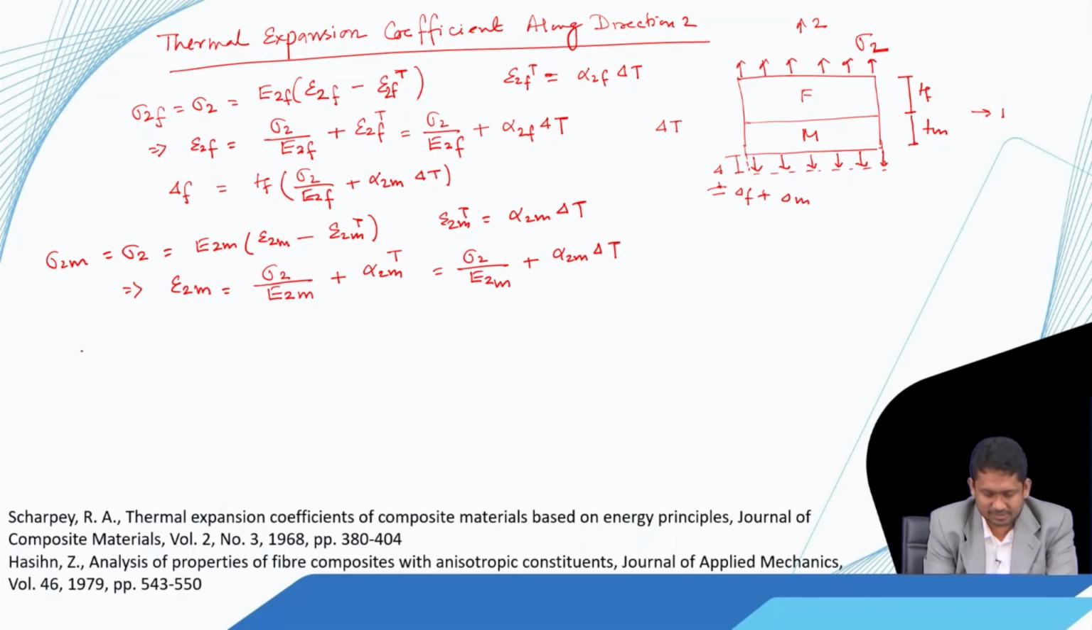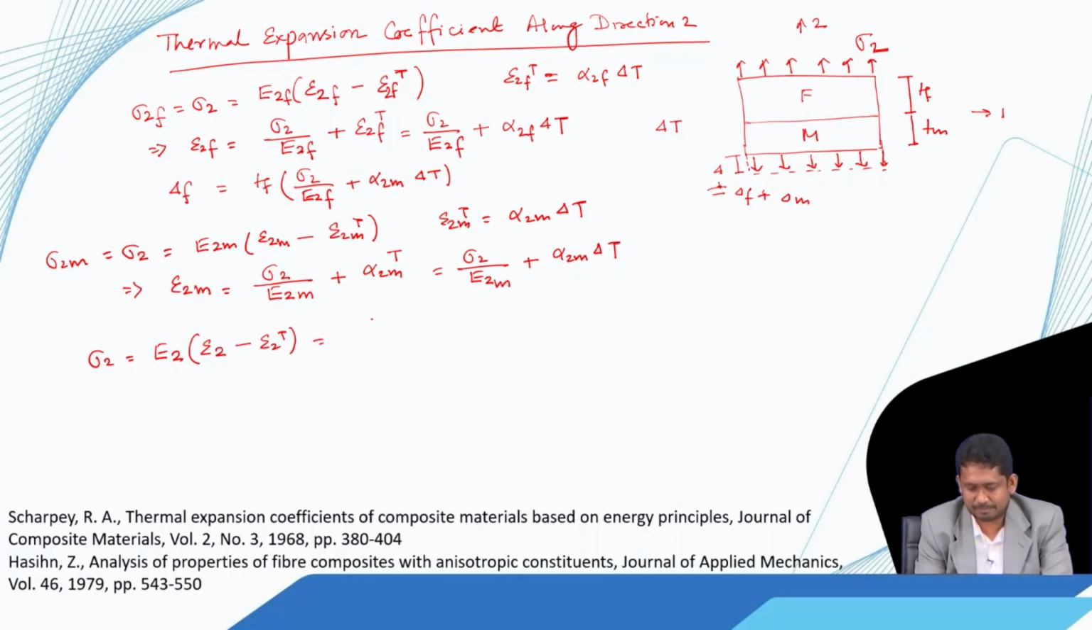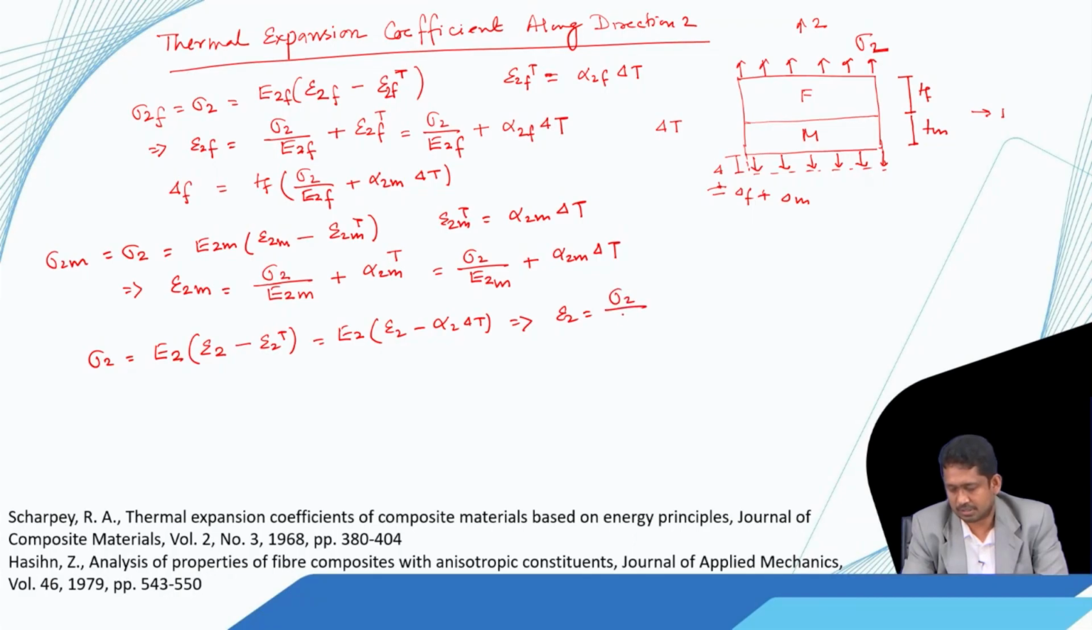Now, if the equivalent coefficient of thermal expansion along direction 2 for the composite is alpha 2, then for the total expansion of the composite, sigma 2 is equal to E2 into epsilon 2 minus epsilon 2 superscript T, which is E2 into epsilon 2 minus alpha 2 delta T. Finally epsilon 2 is equal to sigma 2 by E2 plus alpha 2 into delta T.